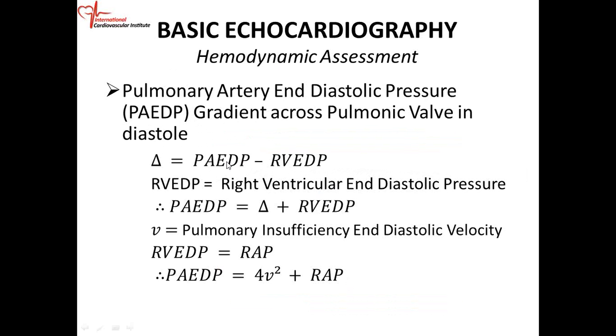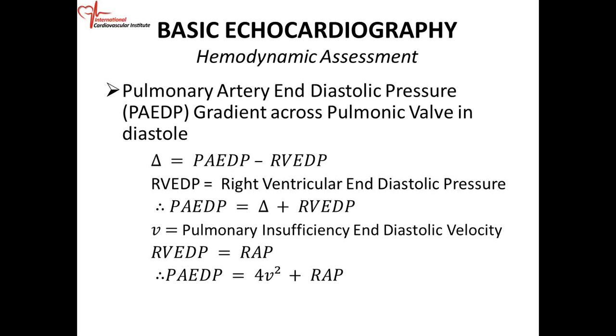So the pressure difference is what we call the gradient. And we have a graphical representation of that, the PI, the pulmonary insufficiency envelope. So you put your Doppler across the pulmonic valve, and you get a diastolic envelope.